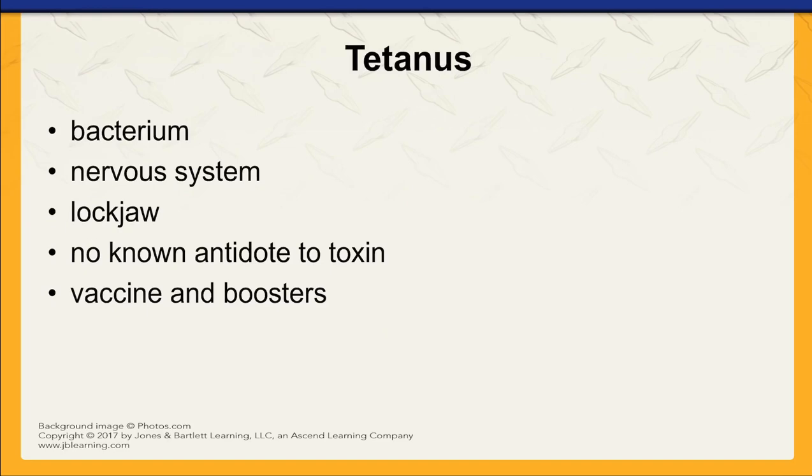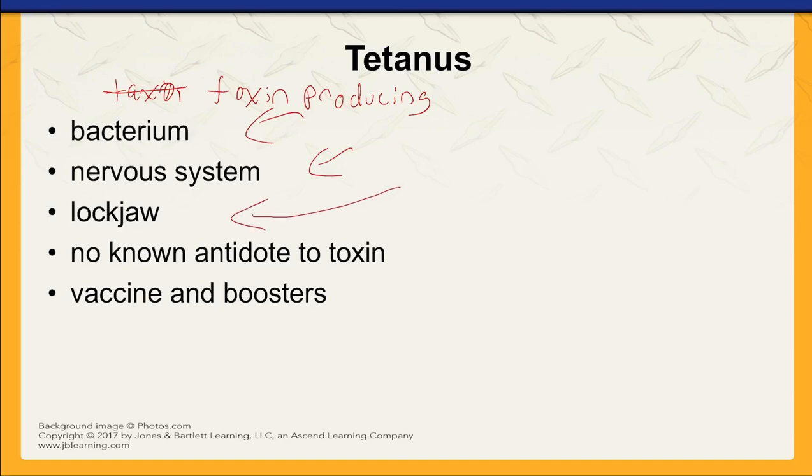So when you look at tetanus, it is caused by a toxin-producing bacterium. This guy likes to travel to the nervous system, and then it causes your muscles to contract. This is what we end up calling lockjaw.